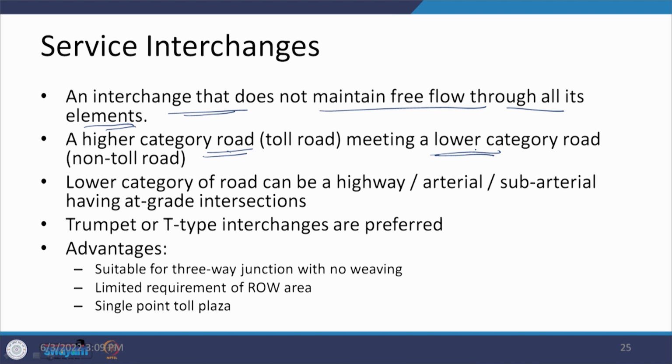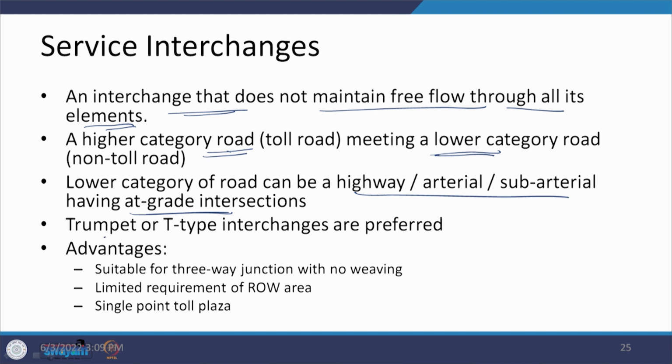and they are crossing each other at this particular location. And when we talk about this lower category of road, it can be anything like highway, arterial, subarterial, but this particular road is having at-grade intersections, and that is why it is defined as a lower category of road, whereas the other category, wherever it crosses, every location is going to be a grade separation with respect to the other crossing route. So that is why this type of interchange is defined as a service interchange.